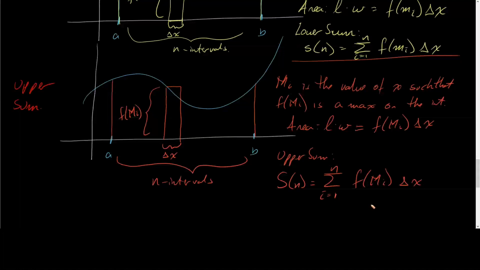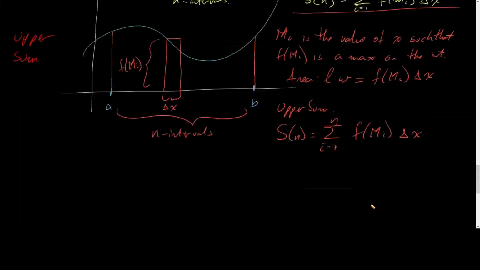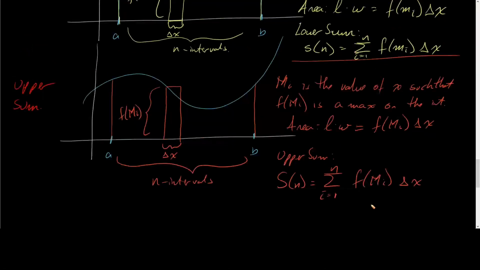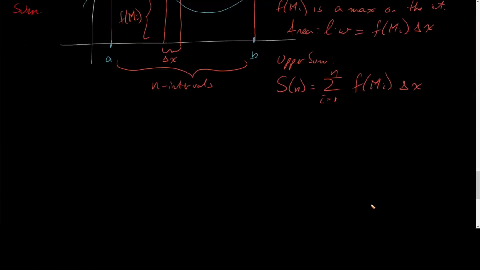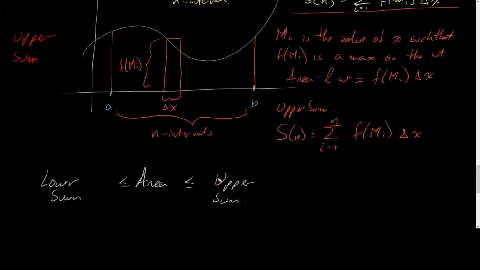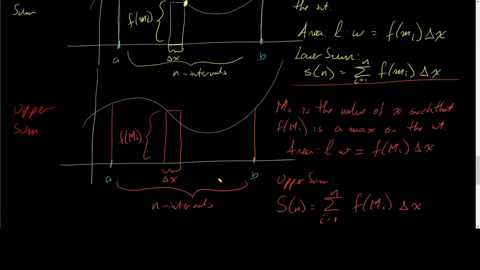Now, it turns out that the actual area of that region is somewhere between the lower sum and the upper sum, because the lower sum gave underestimates, whereas the upper sum gave overestimates. So let's look at an example for this.